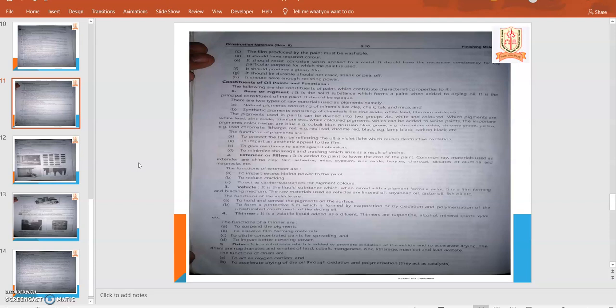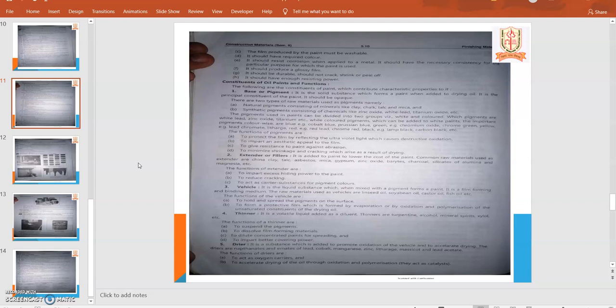What is the function of the extenders? To impart the excessive hiding power to the paint, to reduce the cracking, and to act as a substance for the pigment colors. The next that is vehicle. It is the liquid substance which when mixed with the pigment forms a paint. It is a film forming and binding medium.